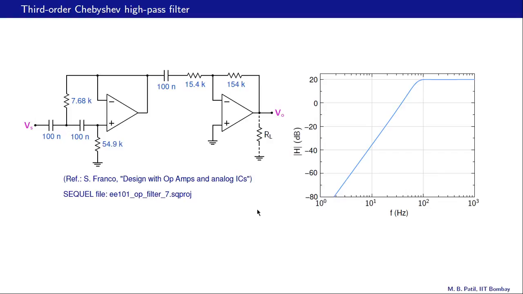Here is a third order Chebyshev high pass filter, and in this case we should be able to find the order from the magnitude plot. Let us see. Let's take this section going from there to there. So that is 60 dB, and this part is about 1 decade. So the slope is plus 60 dB per decade. That is what we would expect from a third order filter.